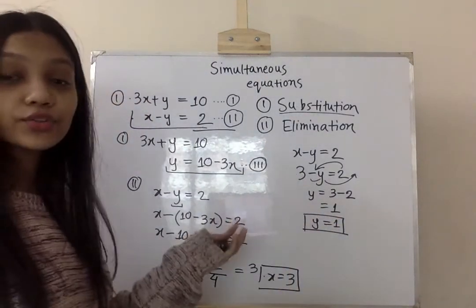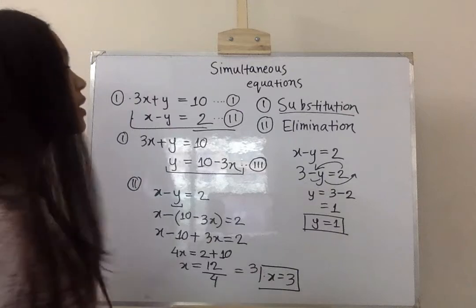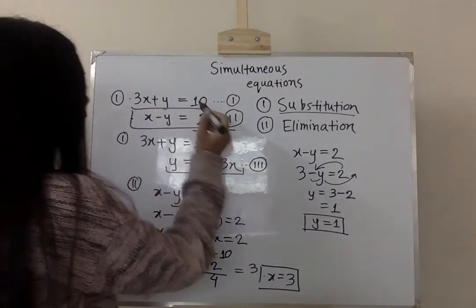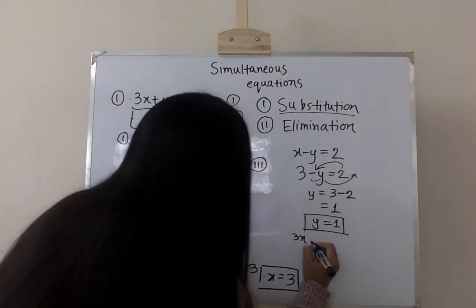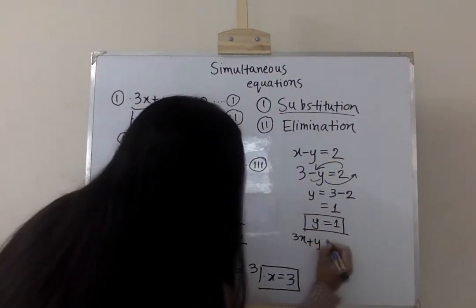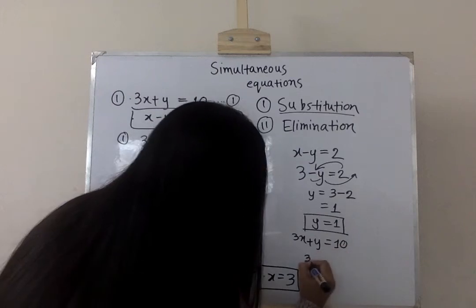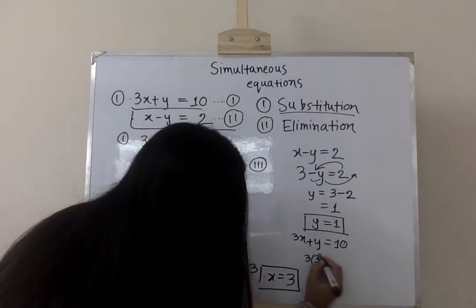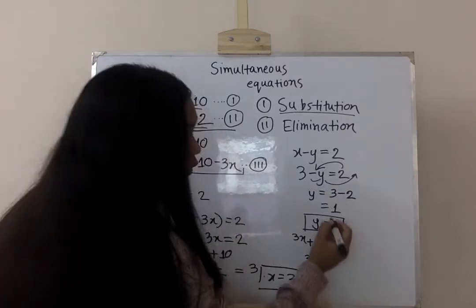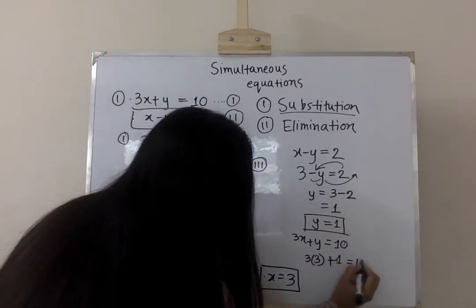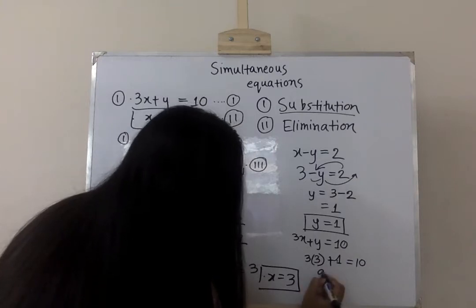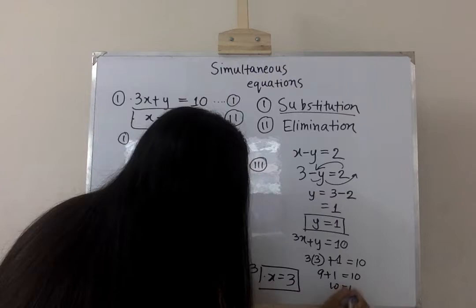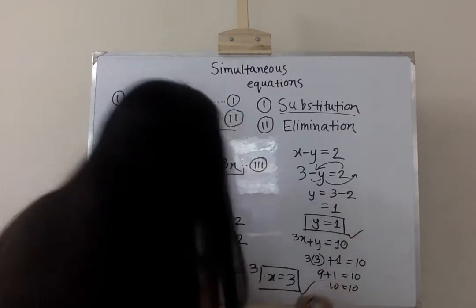These two are the solution of our simultaneous equation. If you want, you can check by placing it in either of the equations. Let's take this equation, 3x plus y is equal to 10. We know that the value of x is 3, plus we know the value of y, which is 1, is equal to 10. 3 times 3 is 9, plus 1 is equal to 10. 10 equals 10, which means our solution is correct.